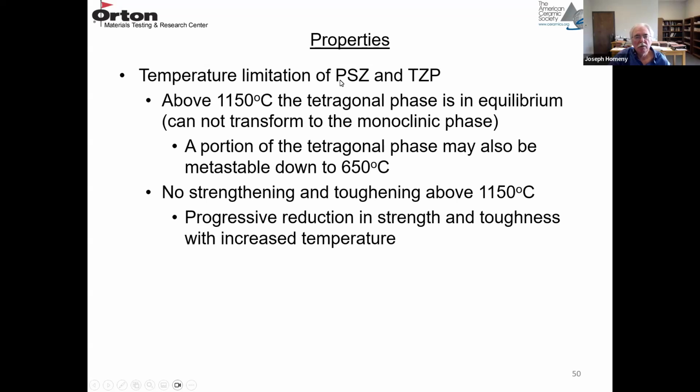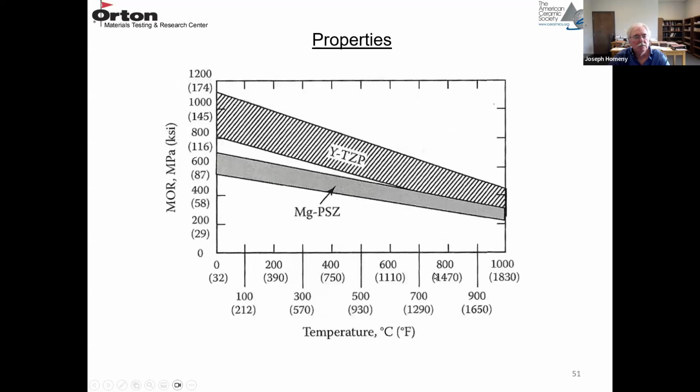So there's a temperature limitation for partially stabilized zirconia or tetragonal zirconia. So above 1150, the tetragonal phase is stable. It's in equilibrium. It's not going to transform to monoclinic. Some of it can also be metastable down to lower temperatures. So there's no strengthening and toughening above 1150 degrees C. And as you increase the temperature, there's a progressive reduction in the strength and fracture toughness.